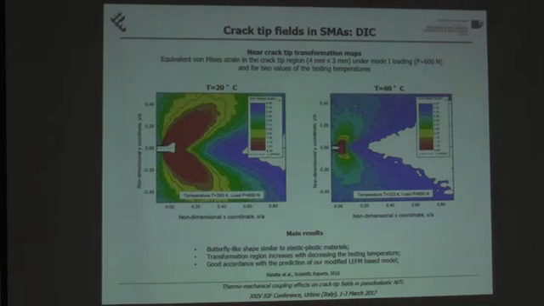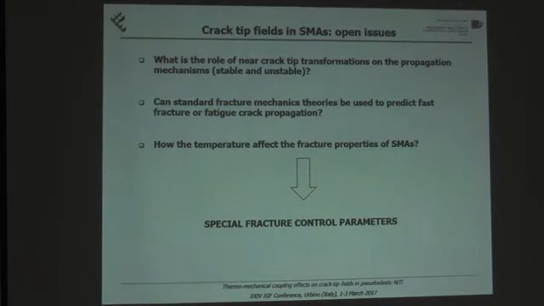But now we know that the material transforms near the crack tip. It is well known and well accepted by the scientific community, and we are able to measure it, but we have additional questions. How do these transformations affect the fracture properties of the material, both crack propagation, stable and unstable? And the other question is, can standard fracture mechanics theories be used to predict fast fracture and crack propagation? And how does the temperature affect the fracture properties of shape memory alloys?